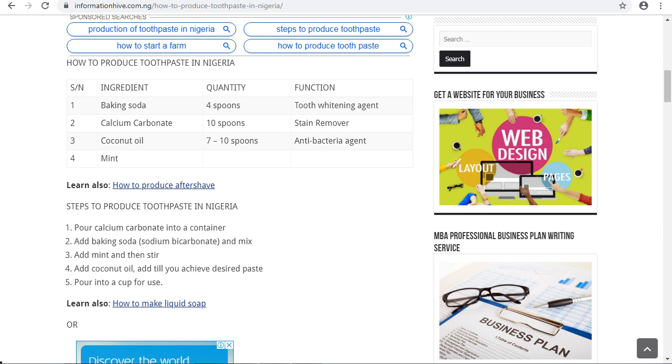The next one is calcium carbonate. What do you need? About 10 spoons of calcium carbonate. Calcium carbonate is a stain remover. The next one you need is coconut oil. What you need there is about 7 to 10 spoons of coconut oil, which is an antibacterial agent. And your mint. Add your mint to it, and you are good to go.